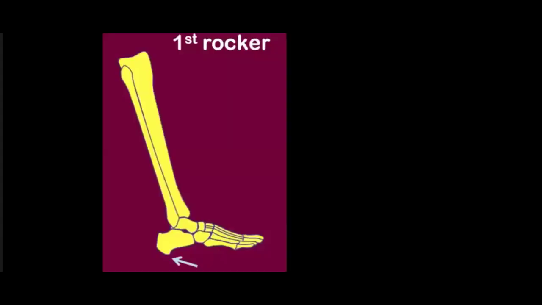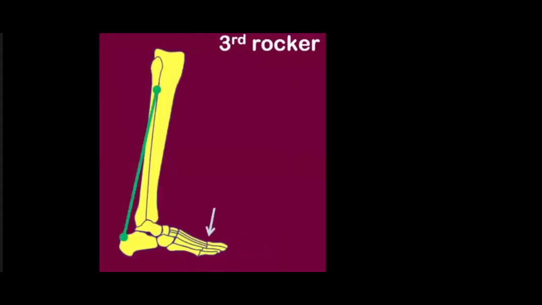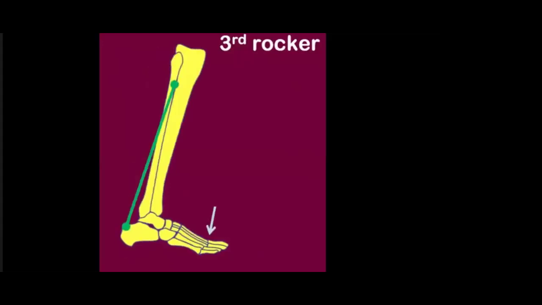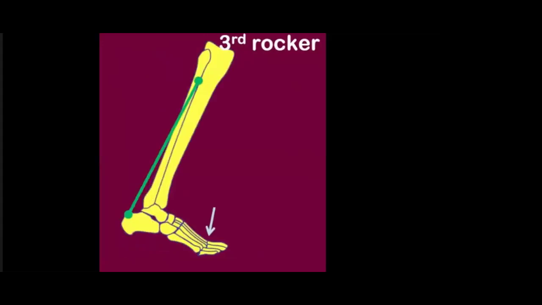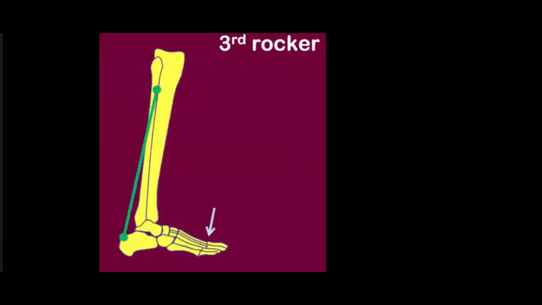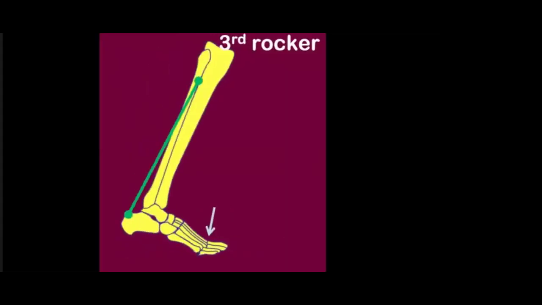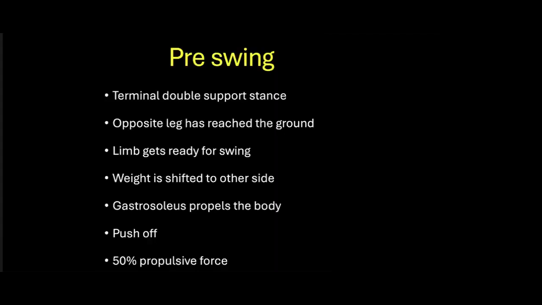So this is a series of images which I'm going to show. This is the first rocker, the second rocker, and then the soleus is going to act, and then you can see that you have the third rocker. I'm going to play it again. First rocker, second rocker, third rocker.